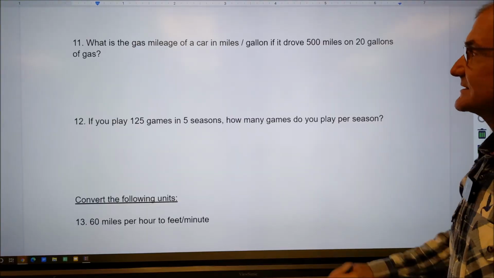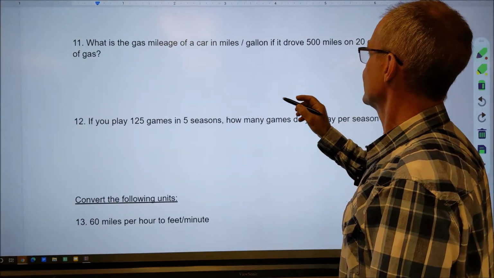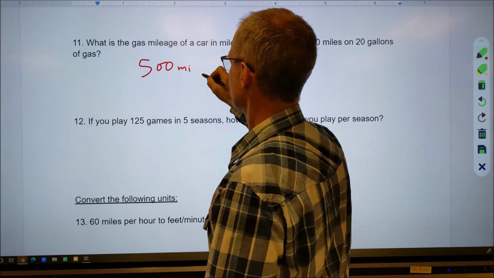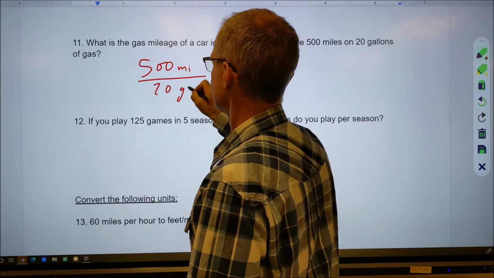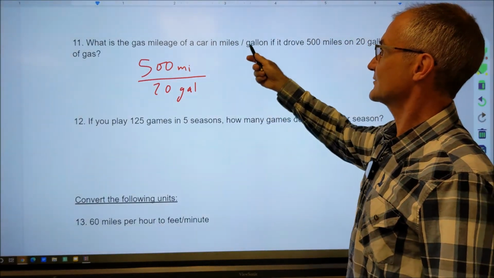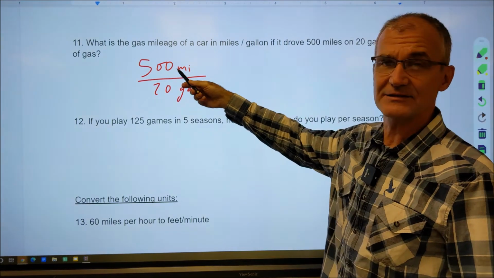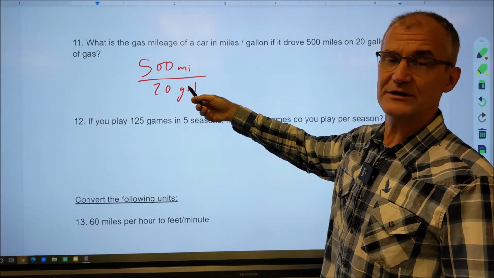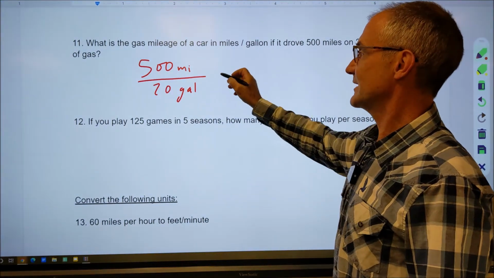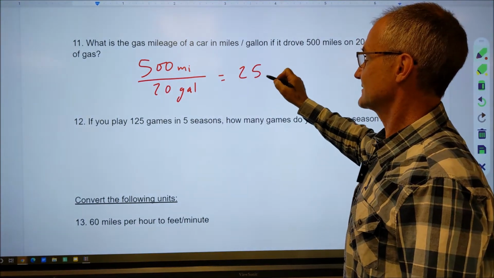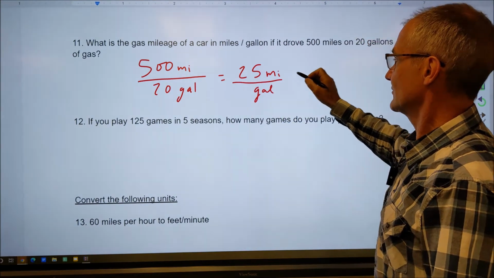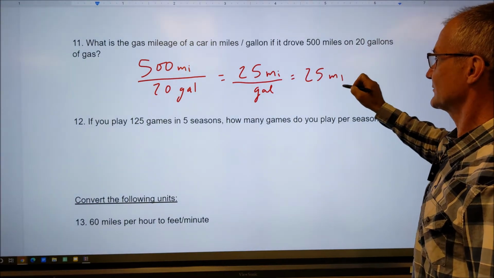Okay, number 11, what is the gas mileage of a car in miles per gallon if it drives 500 miles? So it's driving 500 miles with 20 gallons of fuel. So I'm looking for miles per gallon, so I'm looking for a rate, and that's what I have, and that's what lets me know the miles go in the numerator. Then I divide by gallons, so the gallons are in the denominator. 500 divided by 20 is 25, and it's going to be miles per gallon. You can write it that way, miles per gallon, or 25 miles per gallon.